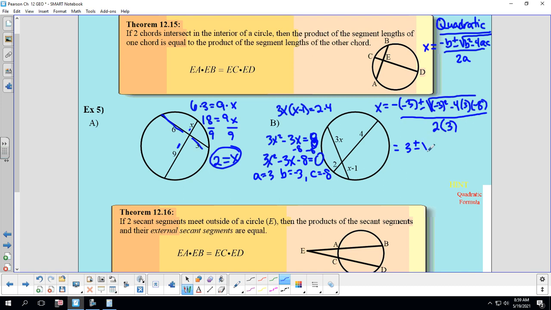Negative 3 squared is 9. Negative 4 times 3 is negative 12. Negative 12 times negative 8 is 96. Sorry, plus 96. 2 times 3 is 6. Okay, keeping on simplifying, we're almost there. 9 plus 96 is 105.